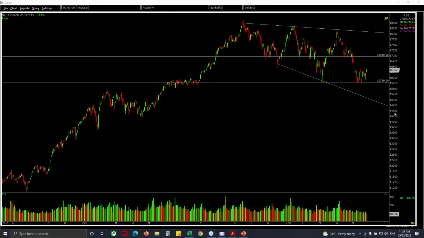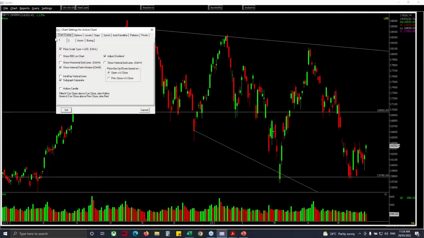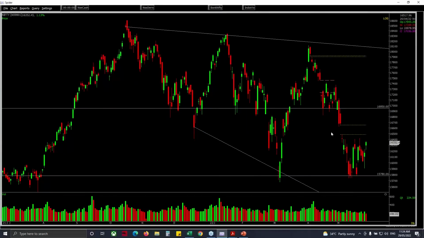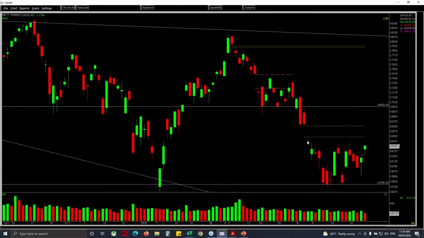Above the gap, let me show you the gap. We can show the gaps on the chart. The gap on the daily charts is between 16484 and 16651. So between 16650 and 16480 we might find some resistance. After filling this gap, we might approach 16950 in coming days or in the next few weeks.